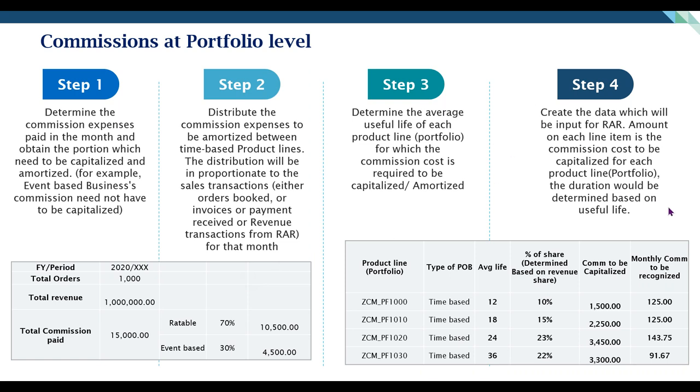When we apply the percentage of that portfolio, this percentage of share, if you can see here on the second box, the percentage of share of each portfolio will again be determined through our revenue reports. And we can determine the actual amount to be amortized for each of the portfolios. And we get the average life also for each portfolio. Using this information, we'll store it in one table, which we can call a staging table, prior to the RAR process. And using that information, we can create the feed for RAR.